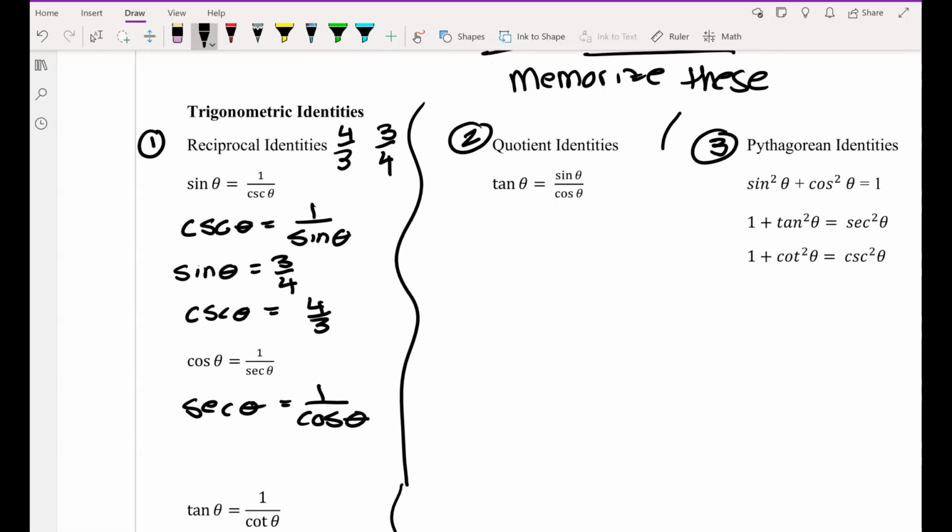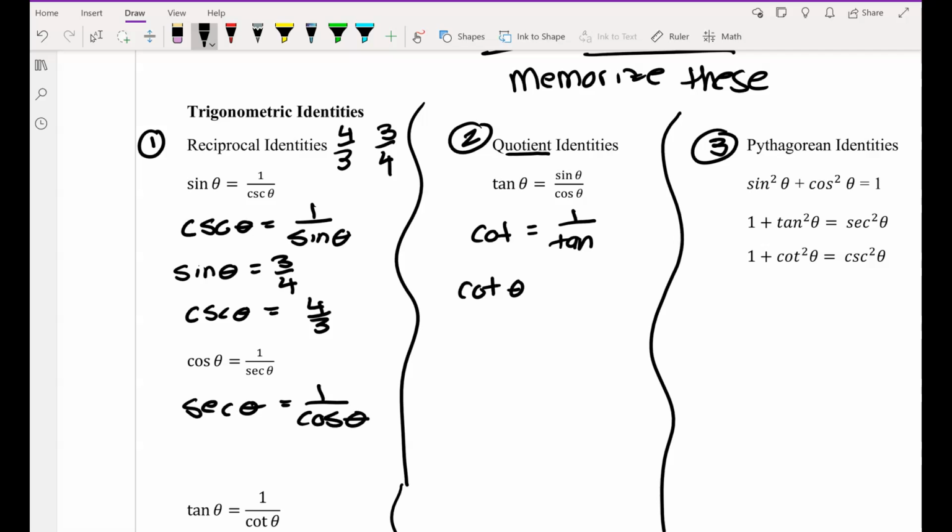Our second kind of identity is the quotient identities. There's really only one, but there's a second one that you can get very easily. Quotient means dividing. So tangent is the quotient of sine and cosine. So sine over cosine is your tangent. And because we know that cotangent is 1 over the tangent, you can then say that the cotangent of theta is cosine of theta over sine of theta. And this is the second one, but it just comes straight out of what we already know.